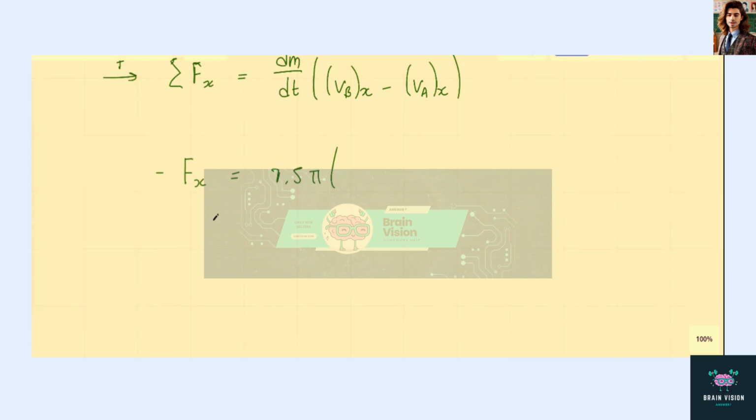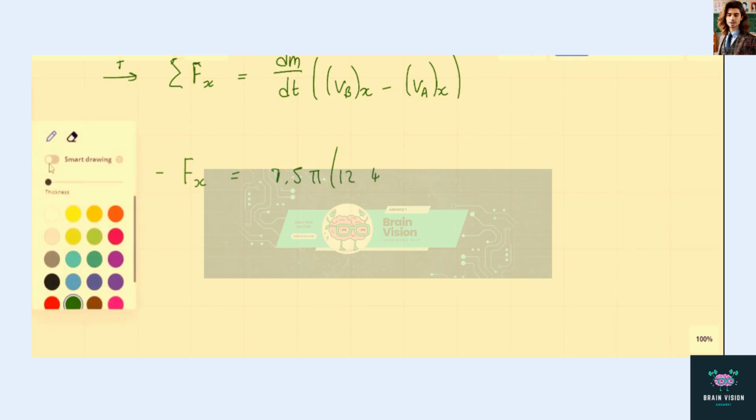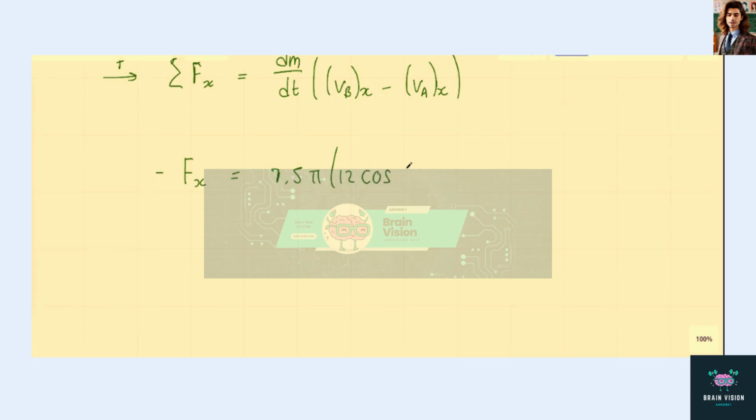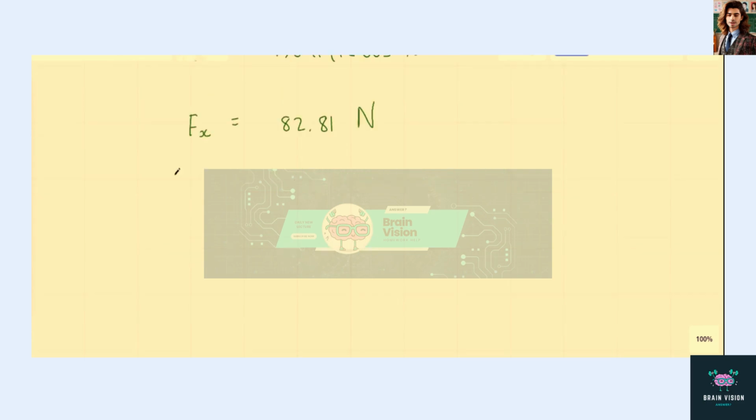the x component of this velocity at B, which is 12 times the cosine of 45 degrees, minus 12 at A, which is purely horizontal. And so the x component of this force, Fx, is equal to 82.81 newtons.